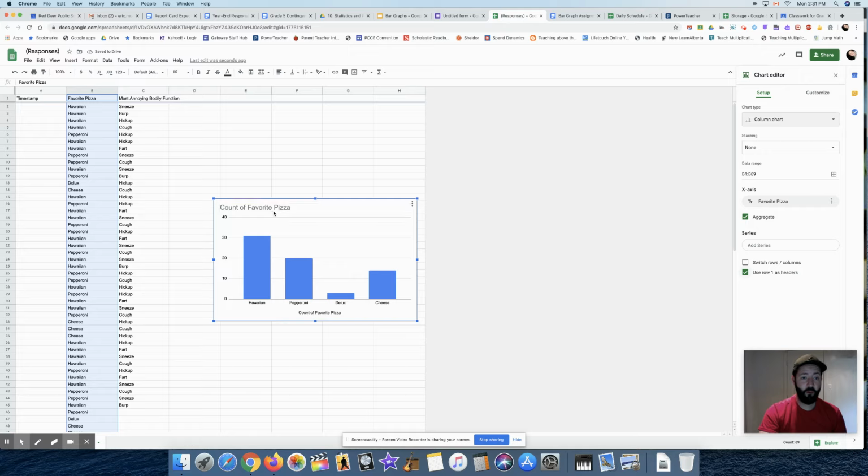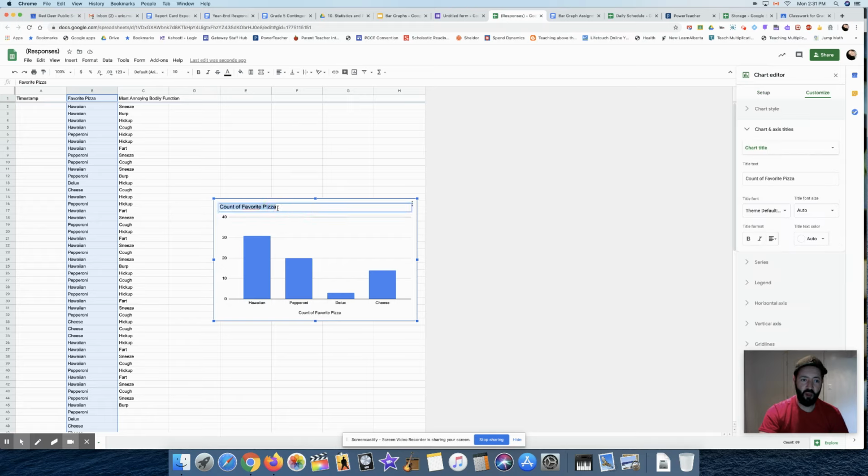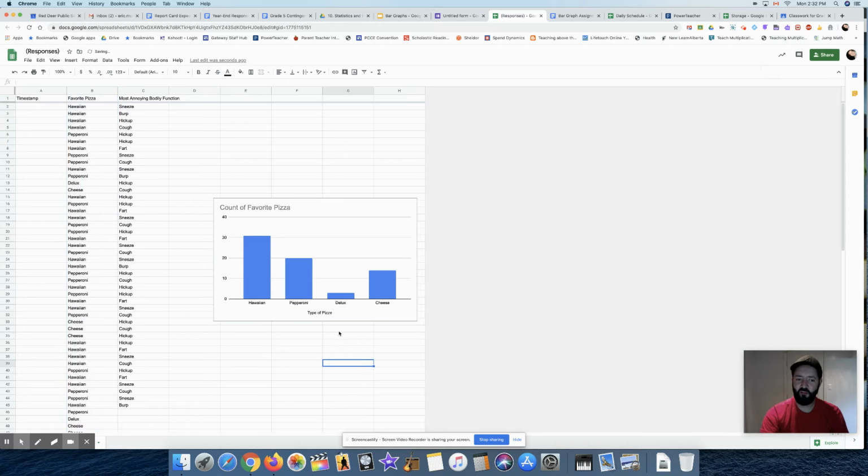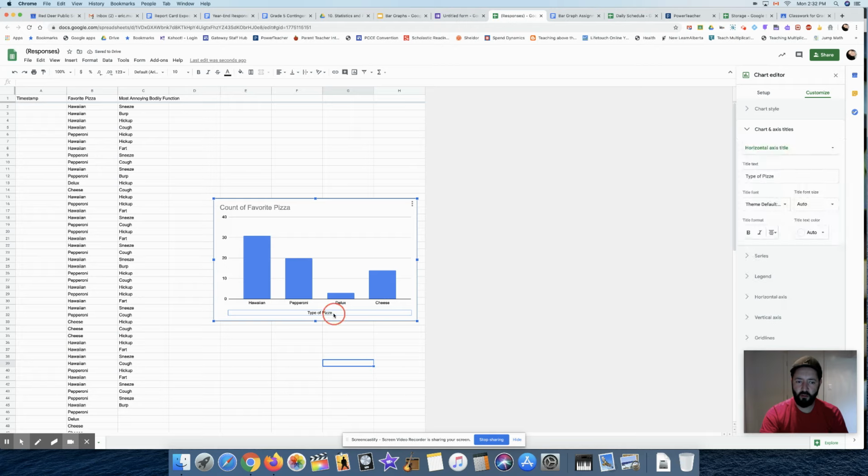The nice thing about Google Sheets is that it automatically titles your graph for you. If you like the title, you can go ahead and leave it. If you don't like the title name, you can double click on it and change it. It also inserts a label down here, the count of favorite pizza. I don't actually like that, so I'm going to change it to type of pizza. In my opinion, that's a more appropriate label for my x-axis here.